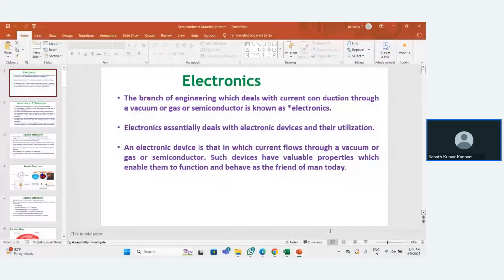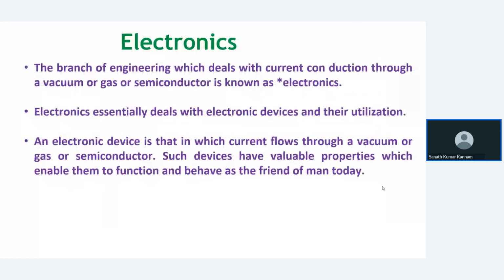Hello students, today I want to explain basic electronics, atomic structure and Bohr's atomic model. So basically, what is electronics? Electronics is a branch of engineering which deals with current conduction through a vacuum, gas, or semiconductor. In the olden days, before the invention of the transistor in 1947, we used vacuum tubes.